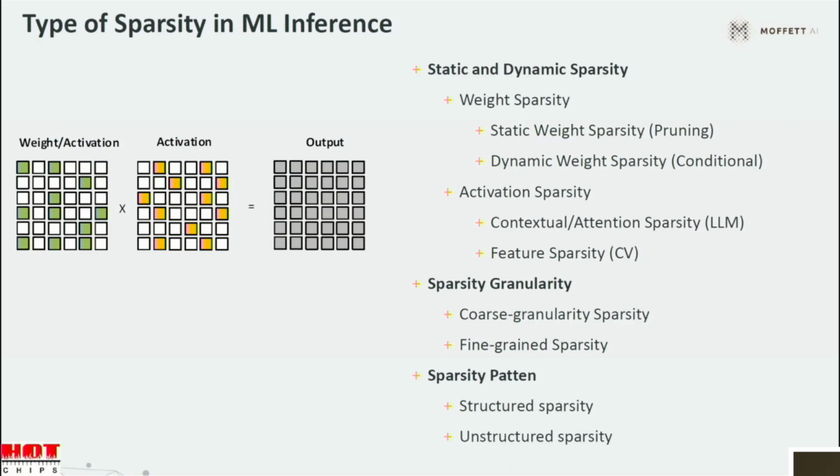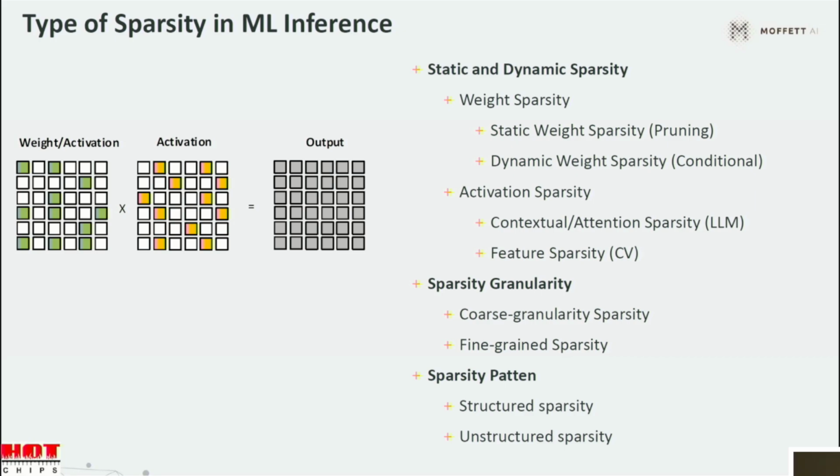So let's go a little bit deeper into the types of sparsity in machine learning inference. As we can see here, the operation involves a sparse weight or activation matrix, and there's a sparse activation matrix. Then there's the output. Based on the type of sparsity, there's static sparsity or dynamic sparsity.